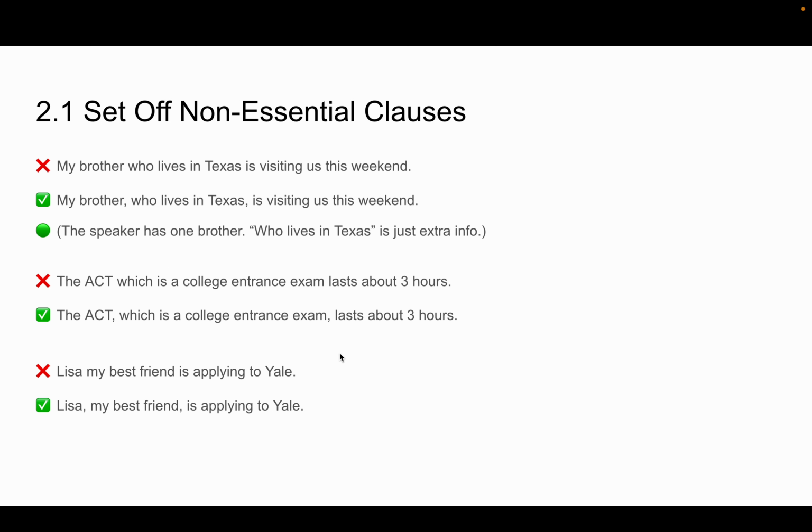So let's look at a few examples. And please watch how the meaning holds without the middle part. My brother, who lives in Texas, is visiting us this weekend. Who lives in Texas here is not essential. The sentence could still be complete by just saying my brother is visiting us this weekend. So this who lives in Texas is adding extra information, and so the way we use commas here is to set that off to show that it's adding extra information.